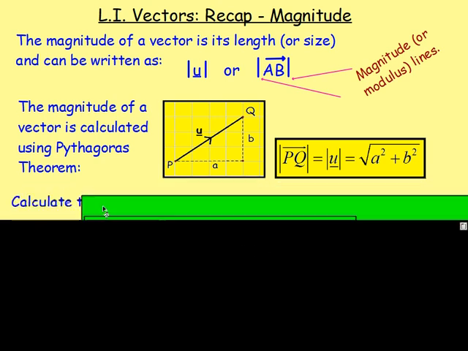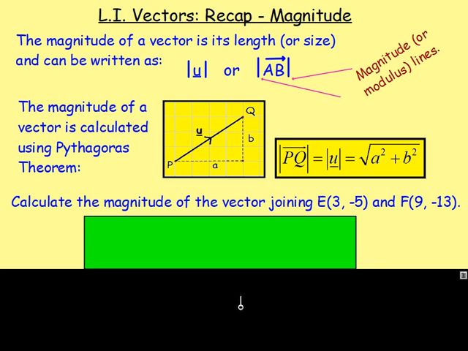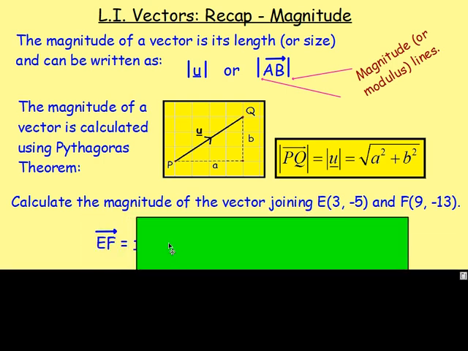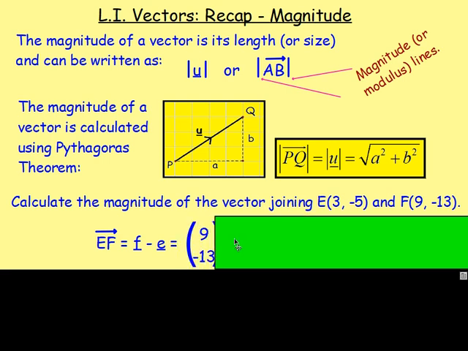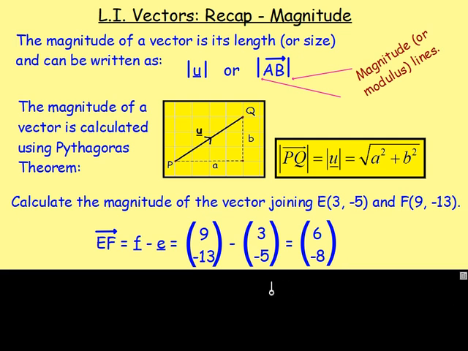For example, if I want to calculate the magnitude of the vector joining E and F, well, the first thing I would need to do is work out the position vector from E to F. So doing that, EF, remember from the last page, it's going to be F minus E. Vector F from the origin to F is going to be 9, negative 13. I'm taking away E, which is 3, negative 5. If I work that out, I would get 6, negative 8. So that is the vector EF.